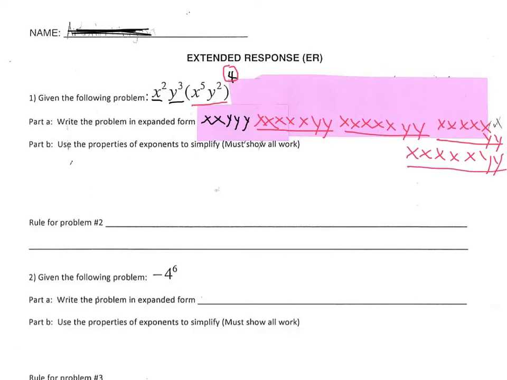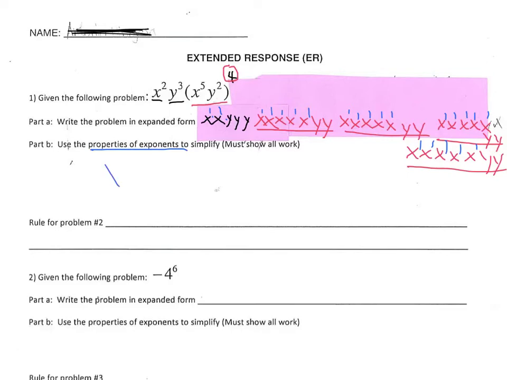Now, using the properties of exponents to simplify for part B, that basically means when you multiply all the exponents together, you add the exponents. And if there's no exponent, then there's really a 1. So as I told you today, you want to tally up how many x's you have and how many y's you have.